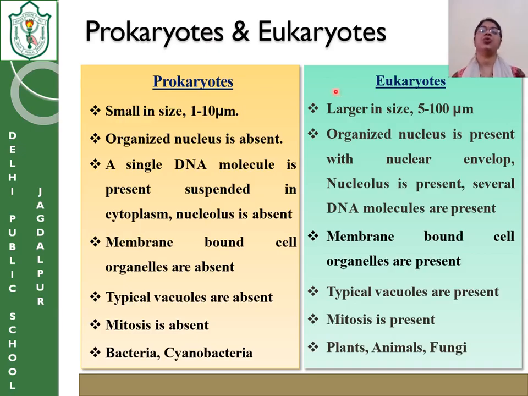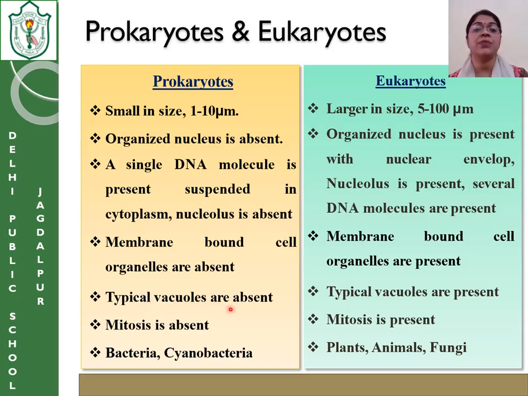Now, just to jot down the differences between prokaryotes and eukaryotes, you can copy it. Prokaryotes are very small, eukaryotes are larger. In prokaryotes a well-organized nucleus is absent. In eukaryotes a well-organized nucleus is present with the nuclear membrane, nucleolus, DNA, everything. But in prokaryotes, a single DNA molecule is present, suspended in the cytoplasm. Nucleolus is absent. Membrane-bound cell organelles are absent, while in eukaryotes membrane-bound cell organelles are present.